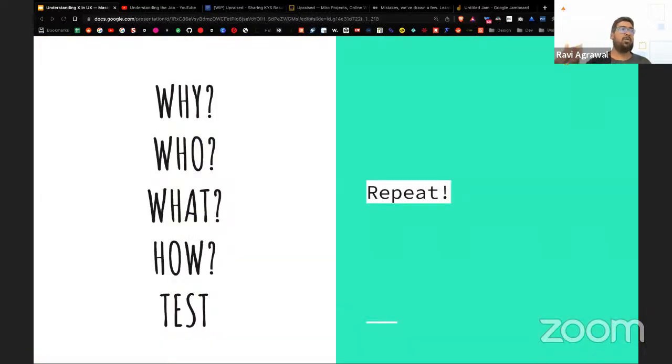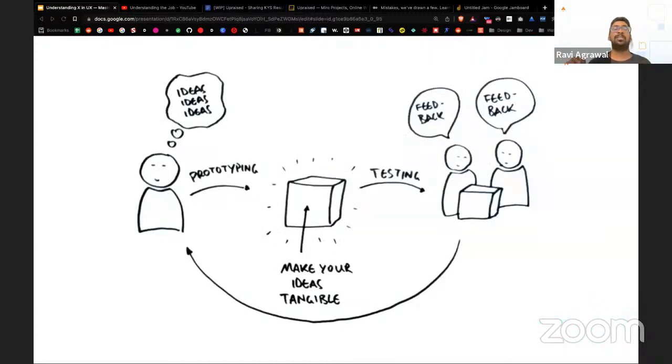What are you going to repeat? Why, who, what, how? In that particular order, test and repeat. That is it, right? That is the major takeaway from, let's say, this exercise.